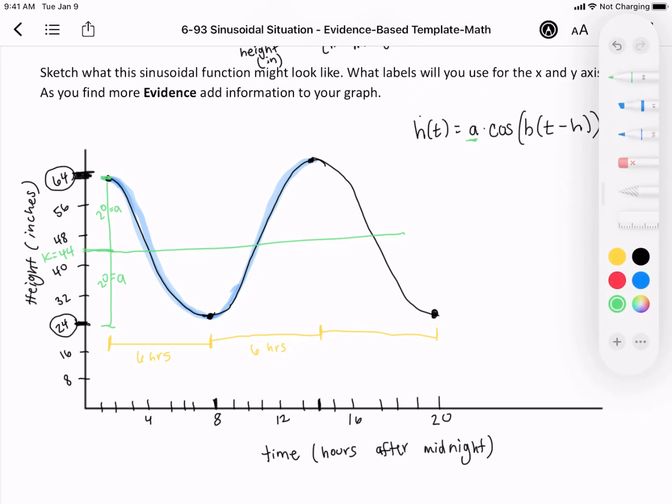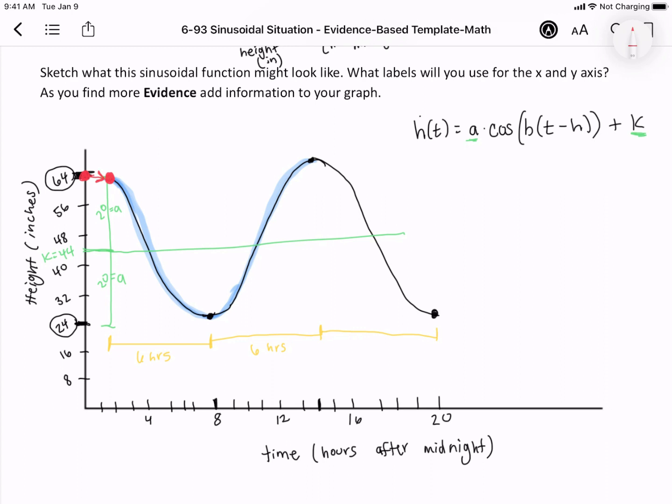The horizontal shift, we will use our starting point. So this is a cosine graph. Cosine usually starts here at a maximum point, but it has moved over to 2. And so our horizontal shift is that the graph moved by 2. I want to make sure I'm still recording. Okay. So there's the H.